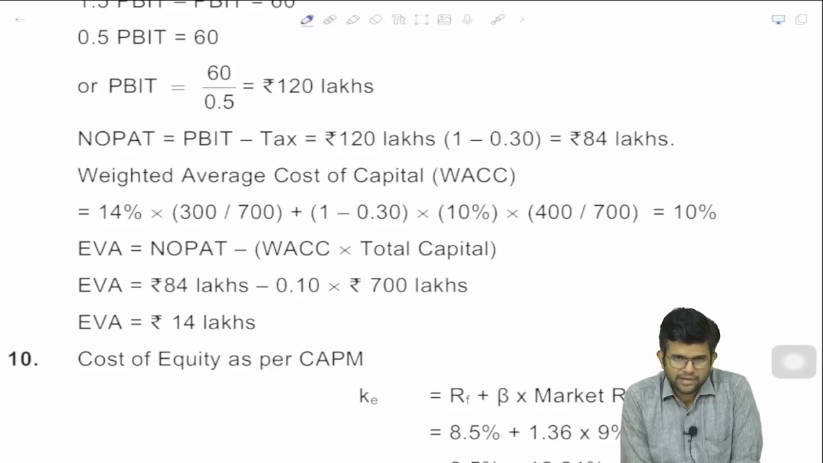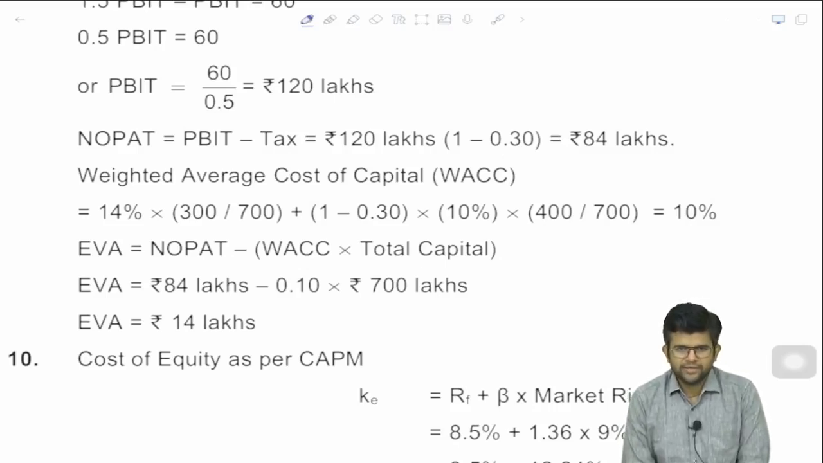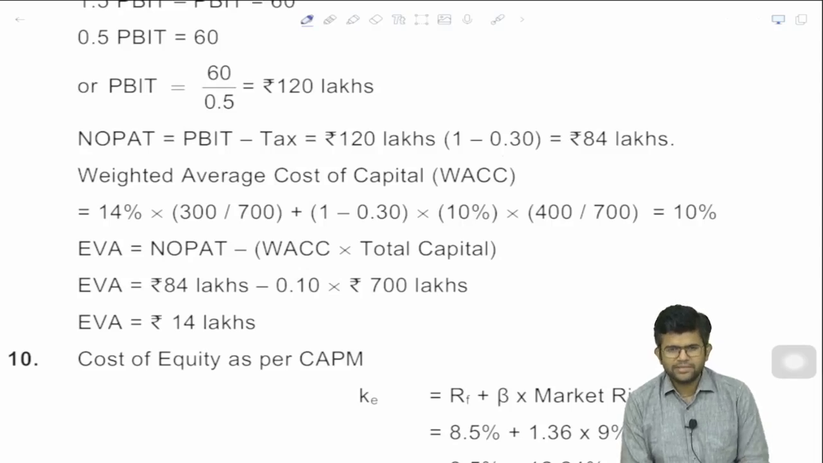You converted the KD from 10% to 7%, no? KD is 7, no? I hope you did not take 10. And KE is 14. The weight of equity will be 3 by 7 and the weight of debt will be 4 by 7. Is this correct? Then everything should be right. You are getting WACC as 10%, everyone. Please check that WACC.